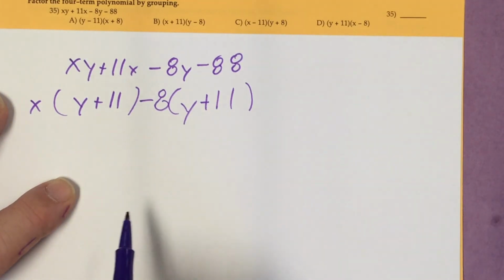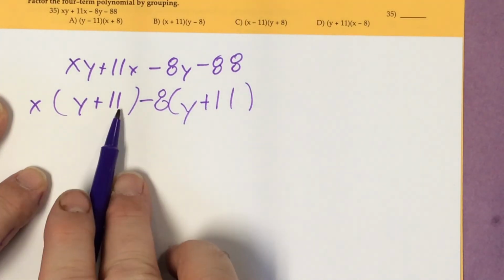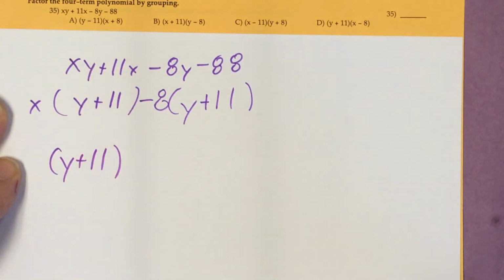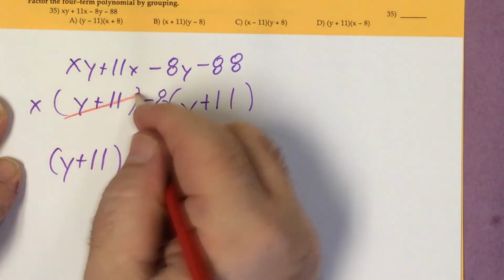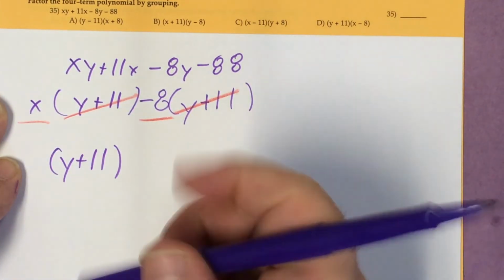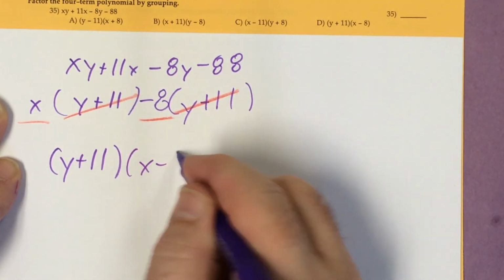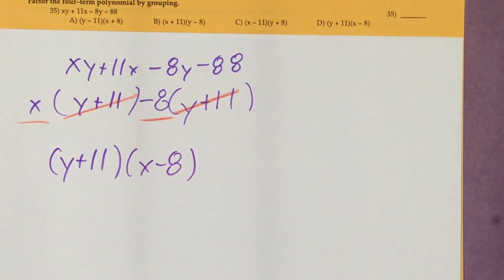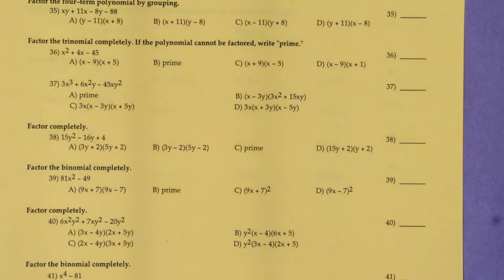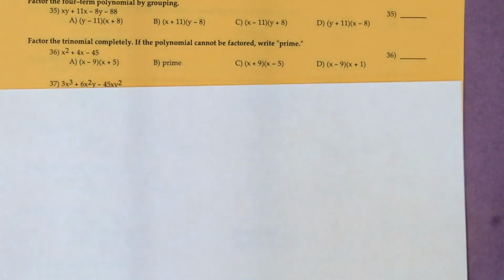Okay, so when I put this together, I have y plus 11, I have y plus 11. So it's this that I remove from each part, but the other part I have left is x minus 8. So my other factor is going to be x minus 8 here, and that's how you conduct factoring by grouping for that problem.